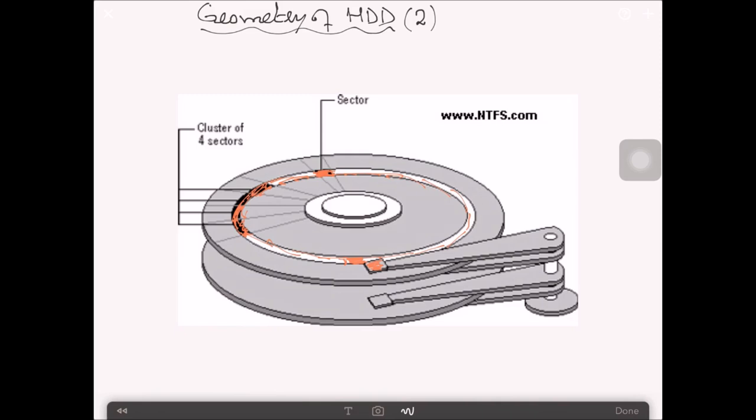In between the tracks there are gaps, of course, which prevent errors due to misalignment of head or interference of the magnetic field. As these heads move to and fro, the track number changes. Let's suppose that this is track number 5. So if the head moves inward, the track number changes to 6, 7, and so on.